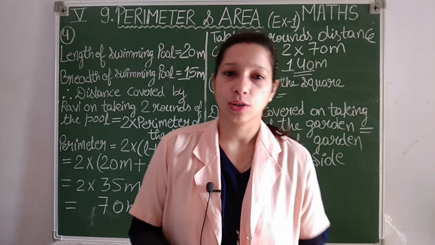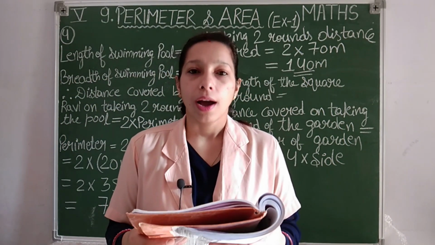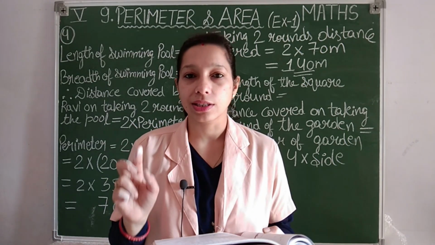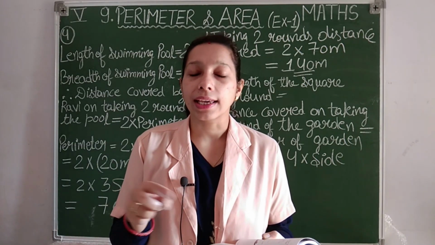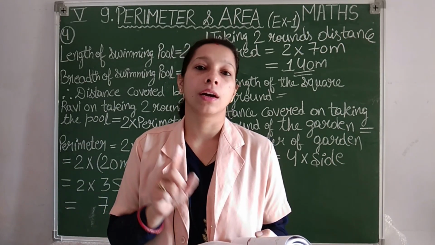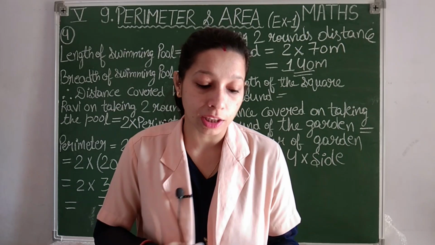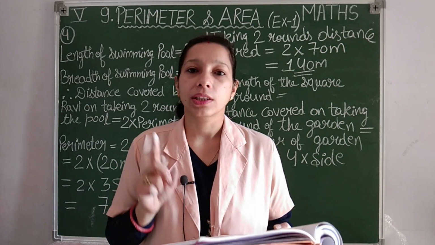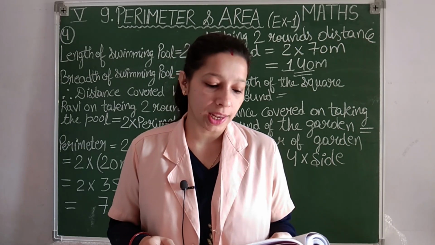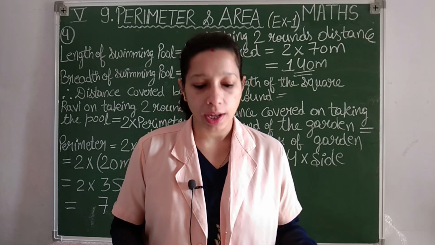Okay, let us see the next question, students. Question number 5. Ajay took a round of a square garden of length 16 meters. Now Ajay is taking the round of a square garden. It is very clearly given that the ground is in the shape of a square and its length is 16 meters. How much distance will he cover to take a round of the ground?